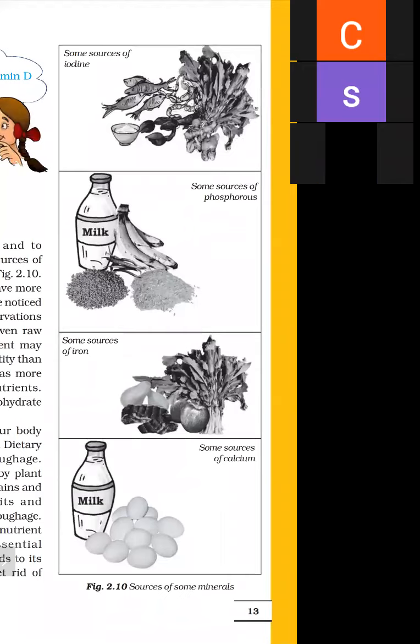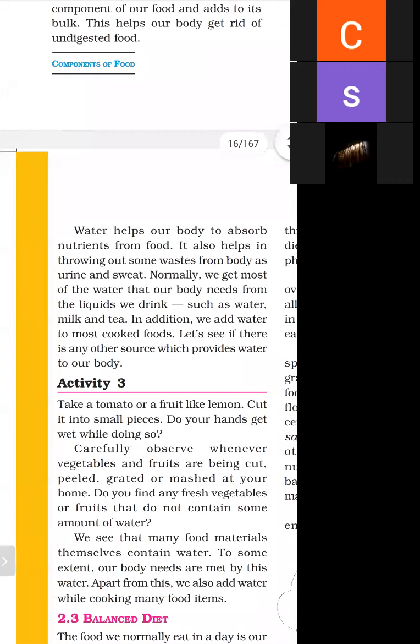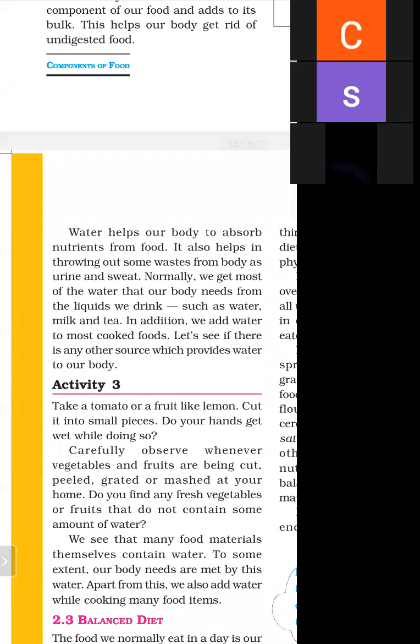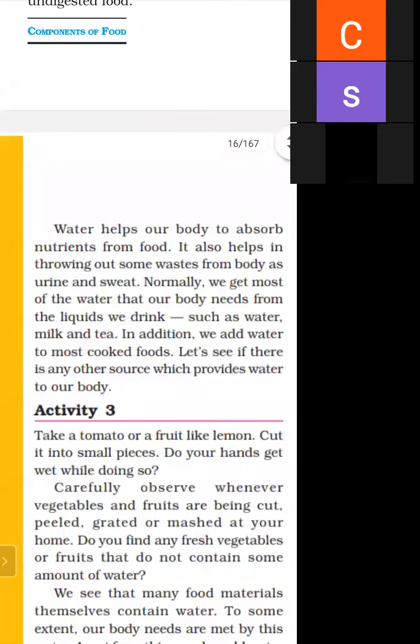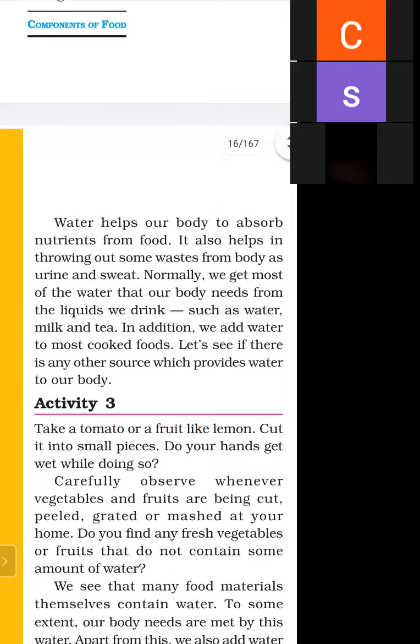Next, water helps our body to absorb nutrients from food. It also helps in throwing out some waste from the body as urine and sweat. As we know, roughage helps us to get rid of undigested food, but water helps our body to absorb nutrients from the food. When we eat food, it is digested with the help of water. So our body requires water for the digestion of the food. It also helps in throwing out some waste from the body as urine and sweat.